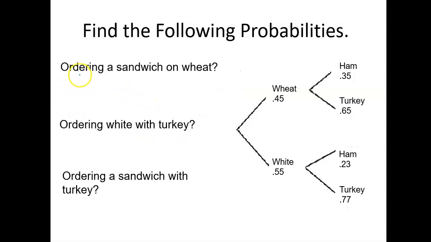So what is the probability of ordering a sandwich on wheat bread? That one is pretty straightforward. It's just right there, right? It would just be 45%. 45% of people are choosing wheat.